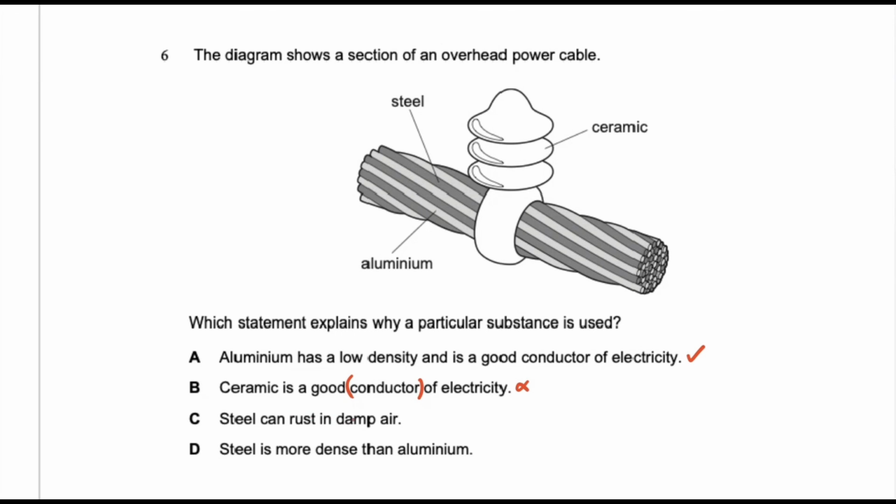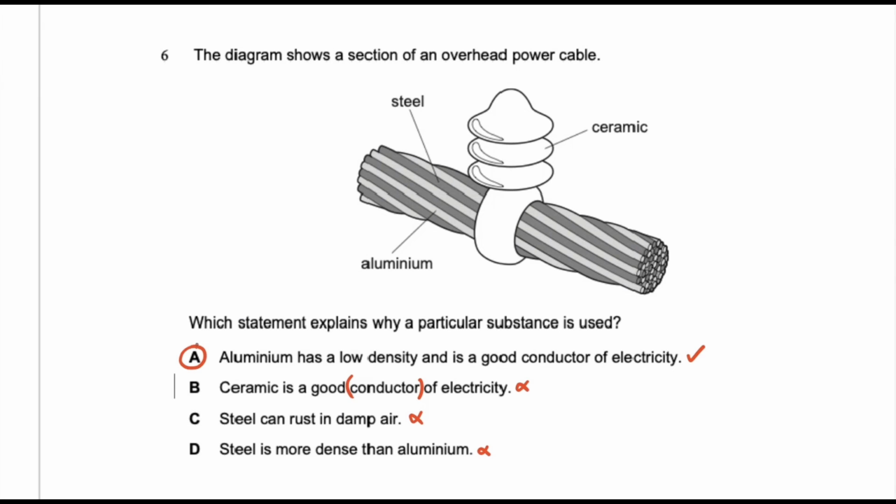Steel can rust in damp air. No, steel is not rusting. So iron, yes, steel, no. Steel is more dense than aluminium. Okay, although this is a correct statement, it is not the reason why it is used. So not relevant. Okay, so the answer is A.